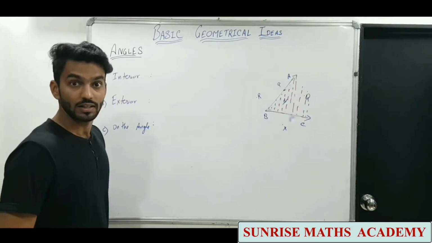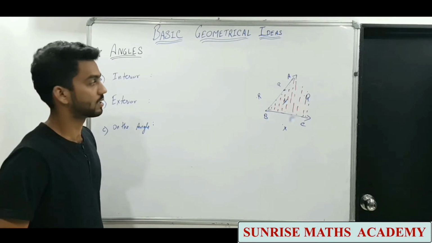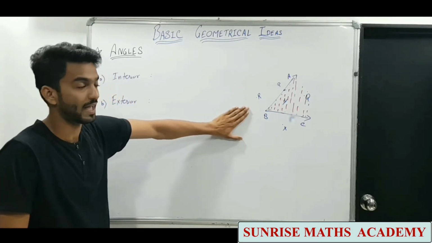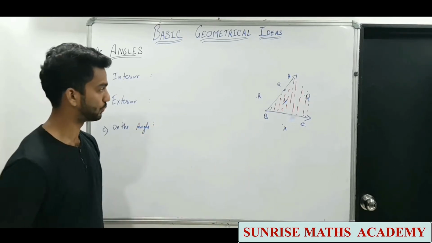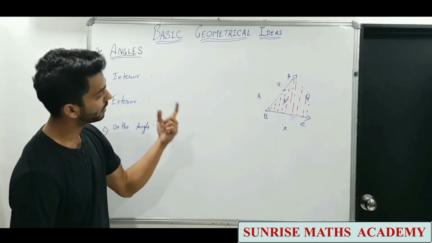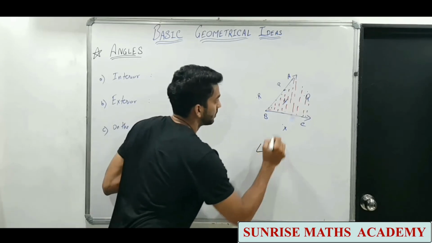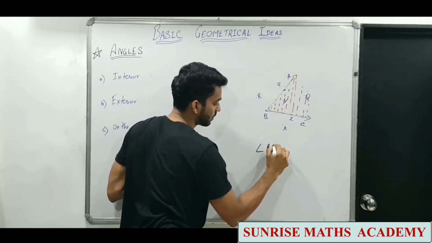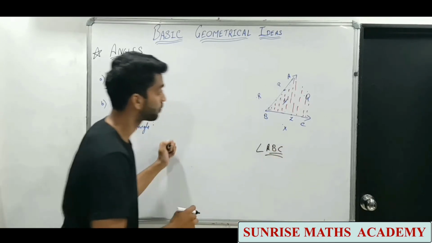Now, as we have seen the interior and exterior of figures, as an angle is a figure, we are going to see the interior and exterior of the angle and the boundary also. So I have drawn this angle. The angle is angle ABC. B is the vertex. So ABC is the angle.